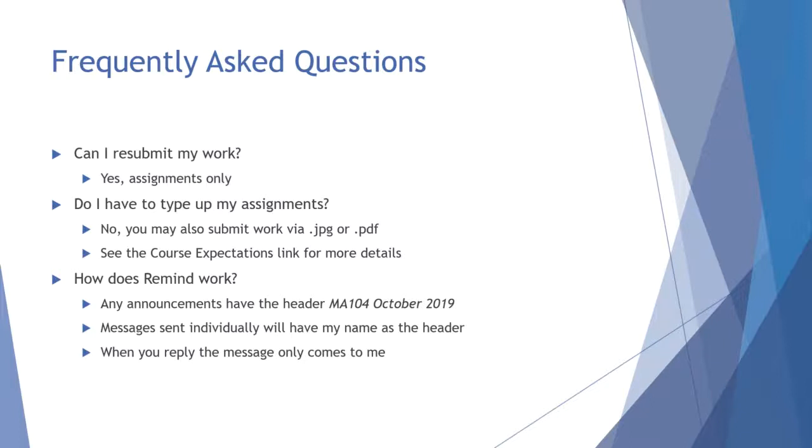And then lastly, how does Remind work? Remind is that thing at the beginning of the class when you log in. Any announcements that I send that go out to everybody will have the header MA104 October 2019. So if you receive a message and that's in the message, then that means this is going out to everybody. I'm not singling one person out. It's generally a reminder or some sort of notification. Any messages that are sent individually to you will have my name or have no header at all. So that's how you can tell the difference.